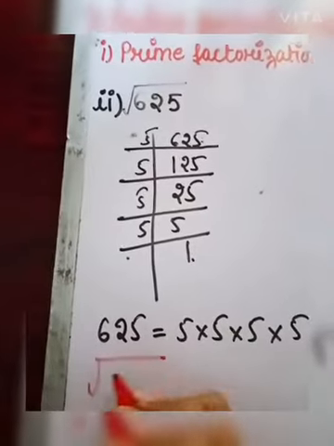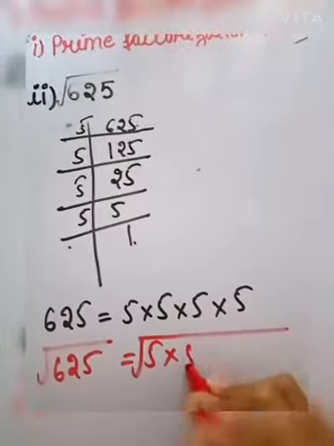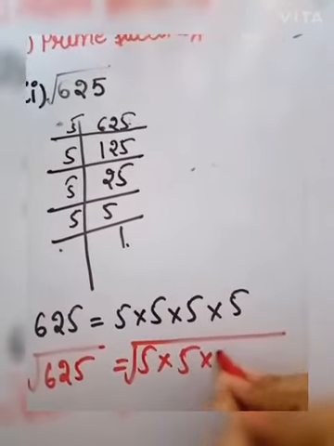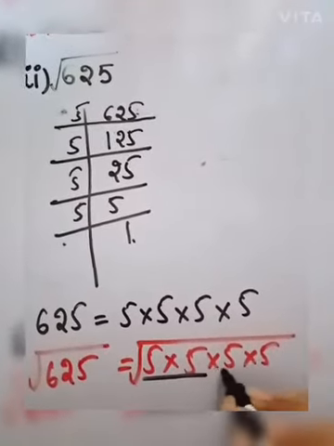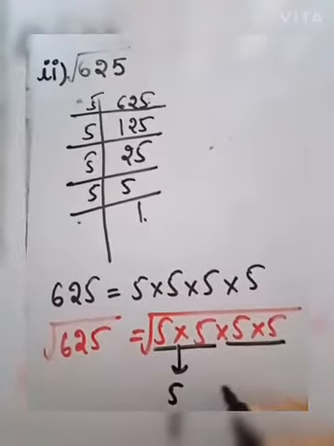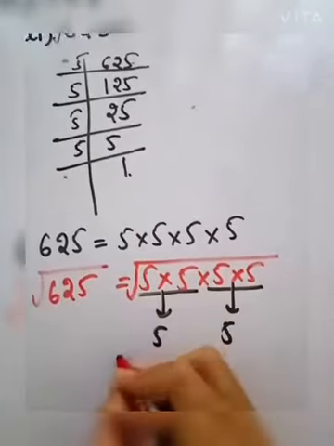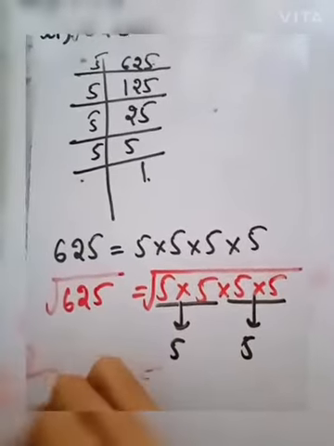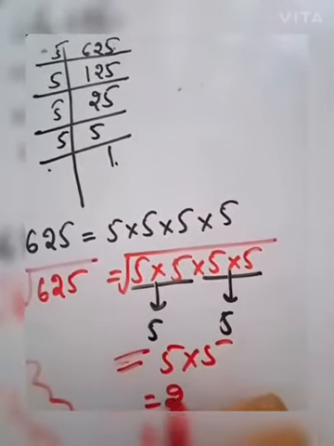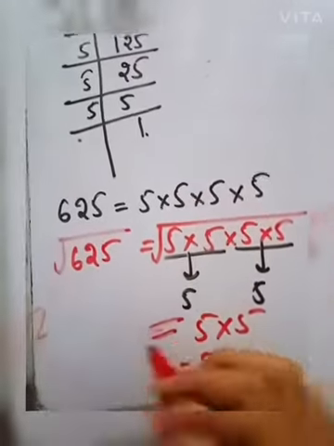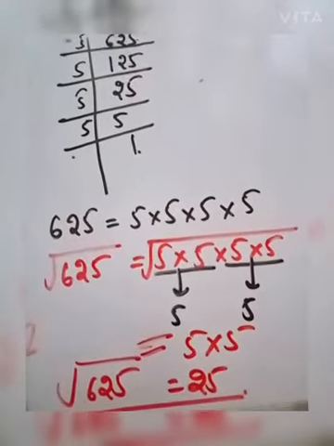And here we have to find the square root of 625. So inside the root of 625 we will write its factors. And now make the pairs. This is the first pair, this is the second pair. So we can write this pair as 5 and this pair as 5. Now remove this root sign. You will get 5 into 5, which is 25. So class, square root of 625 is 25.